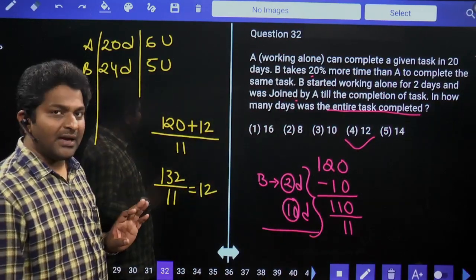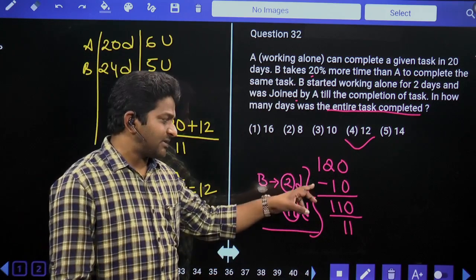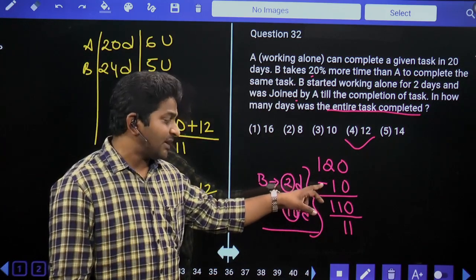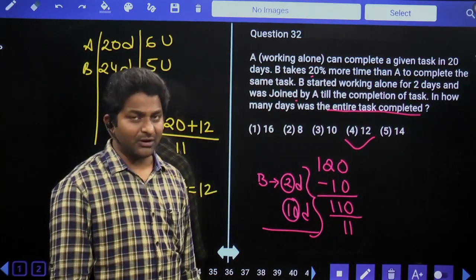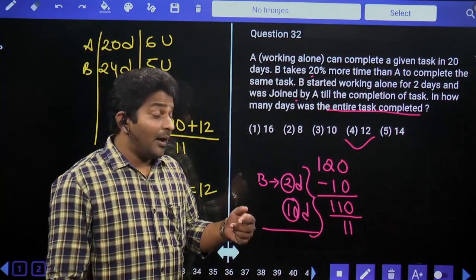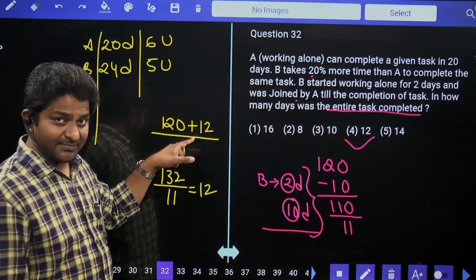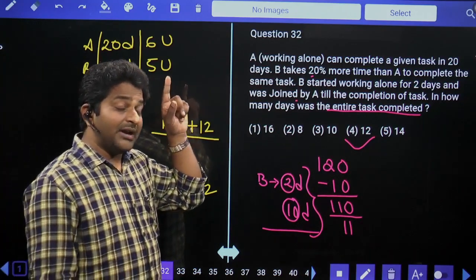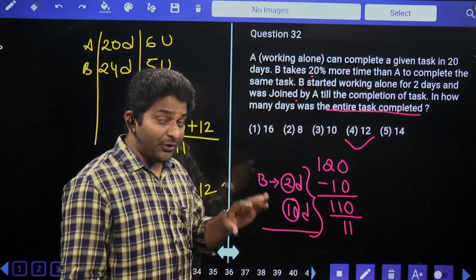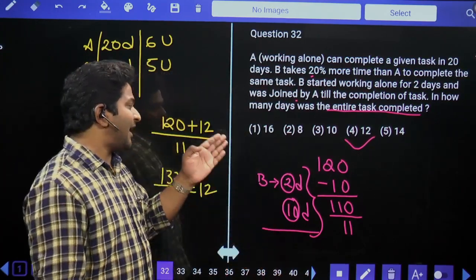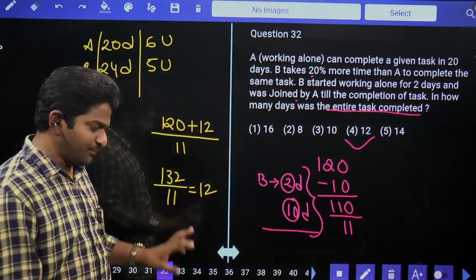The simple funda is, if you know a particular person worked for how many days, you can subtract the respective number of units from the total work. And if you know a person missed how many days, you can directly add the missing days. If you know how many days he worked, subtract. If you know how many days he missed, then add the respective units to the total. This is the simple funda.